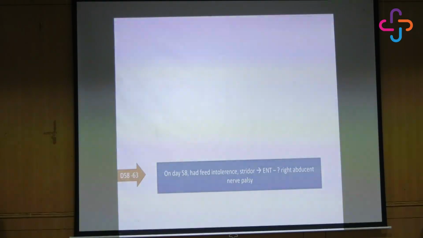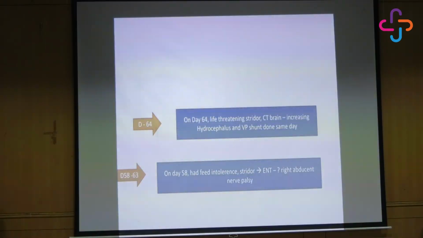Over the next 1 week, the child had intermittent feed intolerance and stridor. ENT evaluation was done, which showed suspected right abducens nerve palsy, managed conservatively. But on day 64, the child had life-threatening stridor, and CT neck, CT thorax and CT brain were taken.